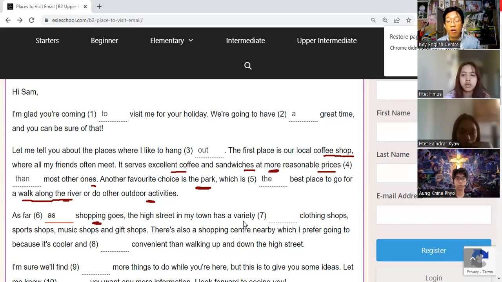Variety is followed by the preposition of. Variety of means various, the same, right? A variety of clothing shops. So what is variety? Shopping variety means sports shops, music shops, gift shops. So different kinds of shops, a variety of clothing shops.